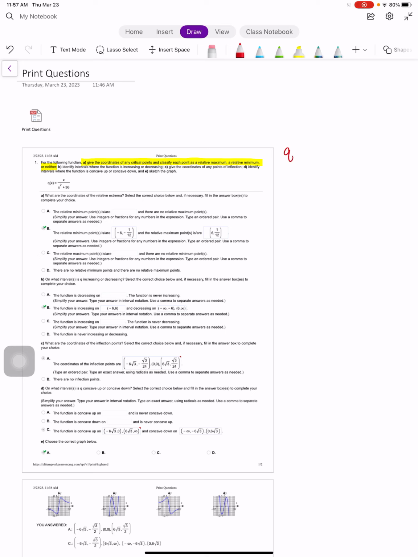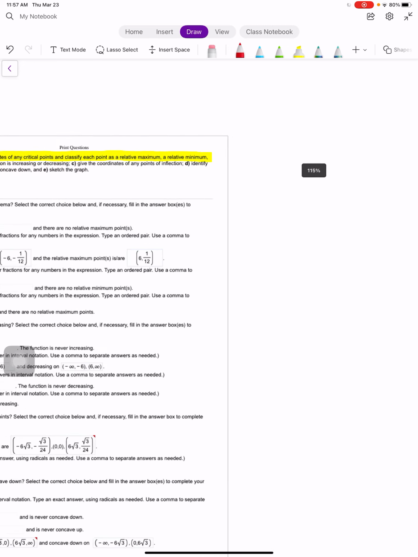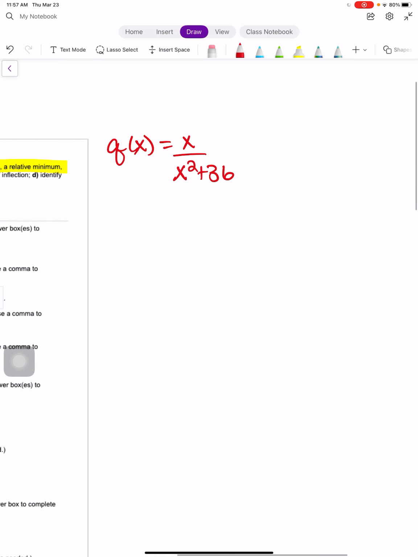So I'm coming to the side over here, and the first thing I want to do is rewrite that function, q of x equals x over x squared plus 36. And what I would recommend before we begin looking for those critical points is I would look at that original function and I would ask myself what the domain of that function is.